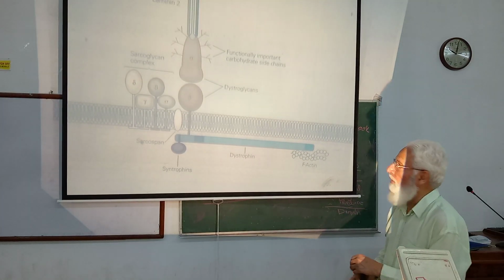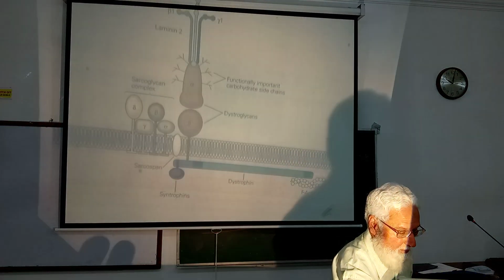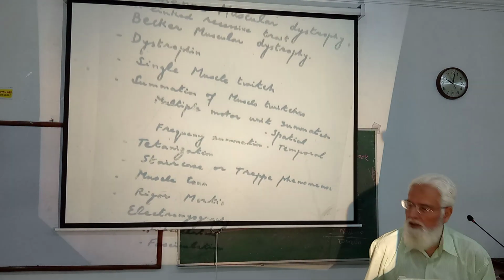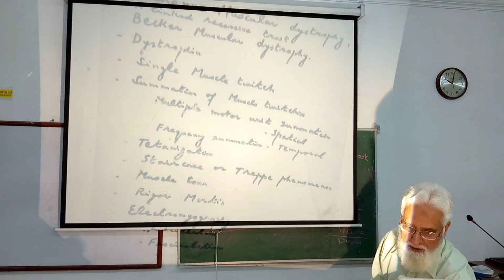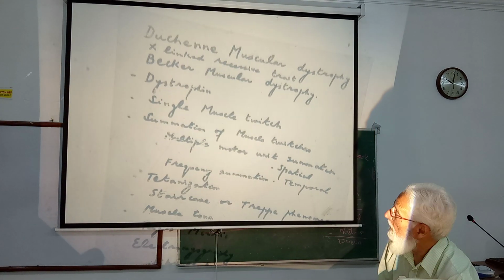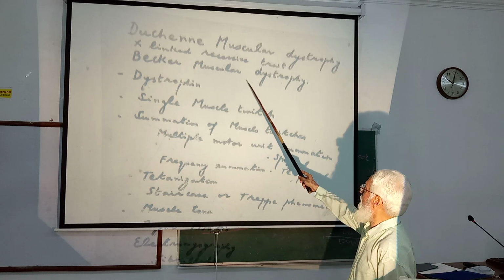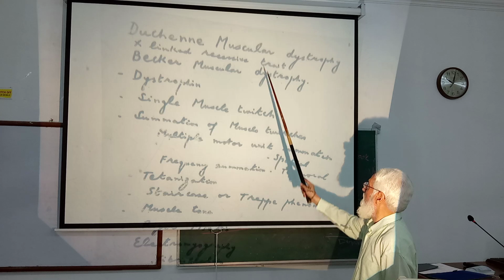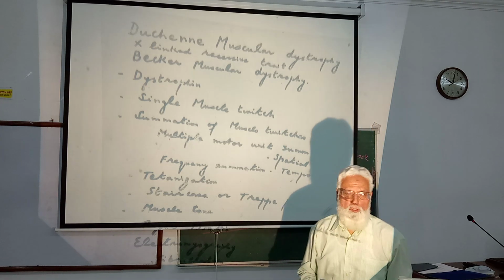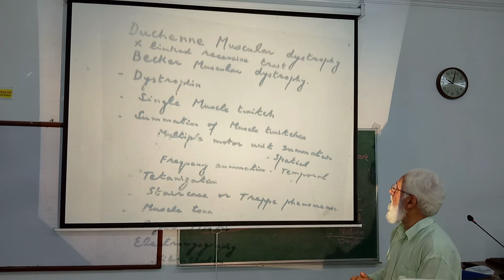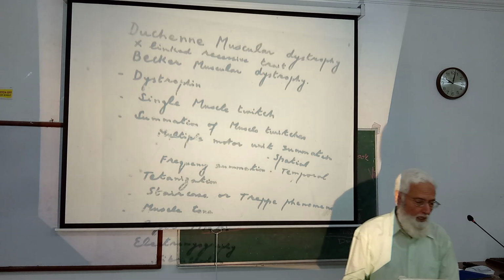A mild form of Duchenne muscular dystrophy is Becker muscular dystrophy. So this was about the muscle dystrophy or Duchenne muscular dystrophy.